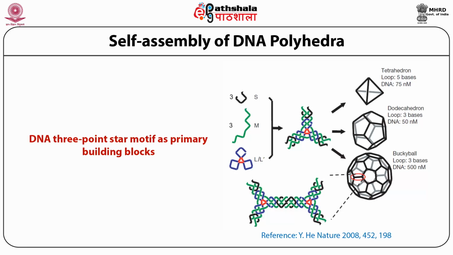You can see the 3-point star motif is a little different for this one, and you need around 63 of the 3-point star motifs to form this kind of buckyball structure. So this is unique, and this is concentration dependent.